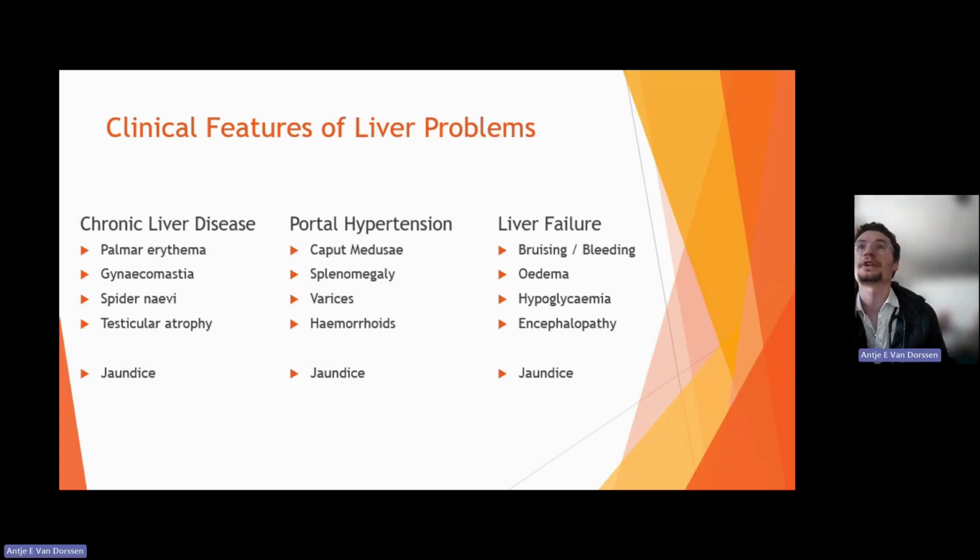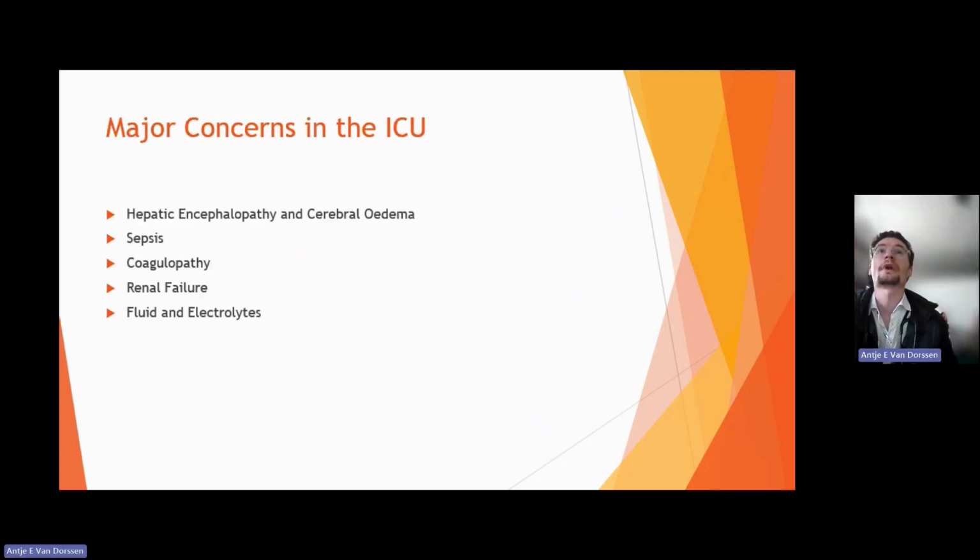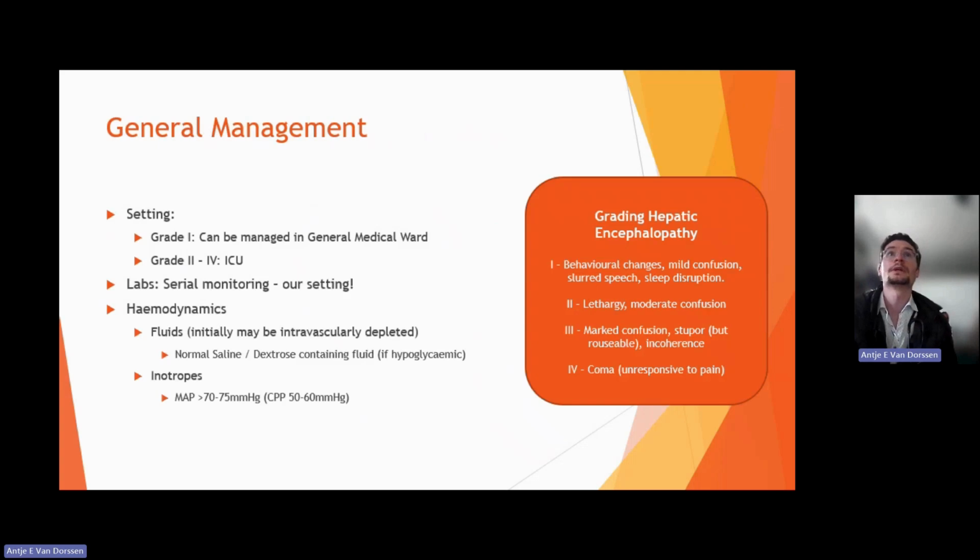Hypoglycemia, glucose, and then encephalopathy as well, because of the liver's detoxifying function and the buildup of ammonia in the system. So our major concerns in the ICU when thinking about patients with acute liver failure, the first one is hepatic encephalopathy and cerebral edema. Secondly, sepsis. Thirdly, coagulopathy. Fourth, renal failure.